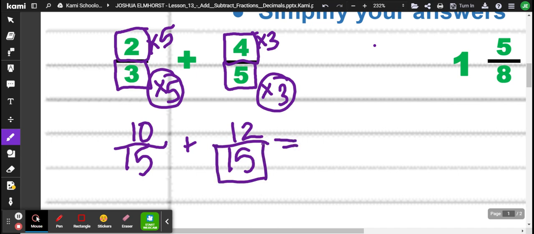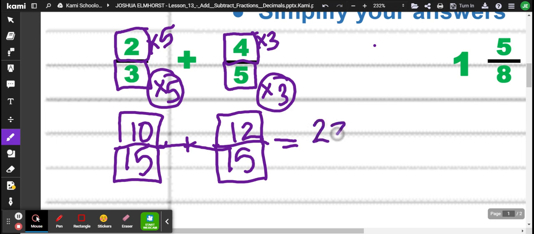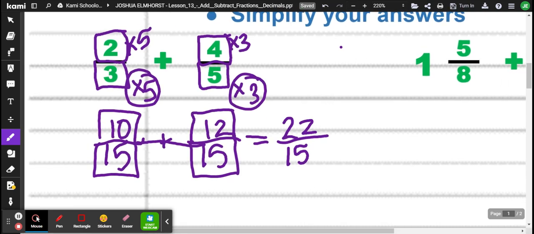Now that we have common denominator of 15, they're cutting the same size pieces. We have 10 on this fraction and 12 on this fraction. And then all together, we have 22 pieces out of 15, cut into sizes of 15ths. This is enough for a whole number. So we're going to divide this by 15. We're going to get one whole number, and then we're going to subtract. Divide and subtract to simplify.